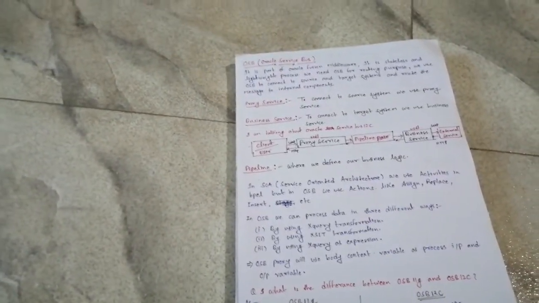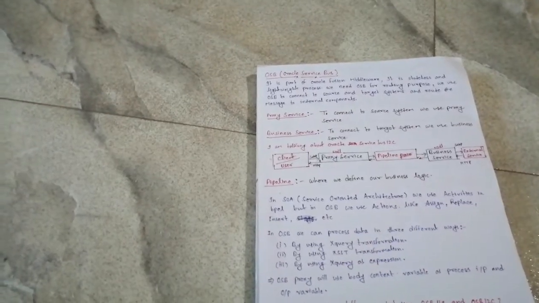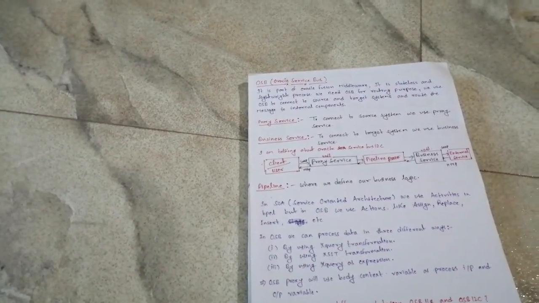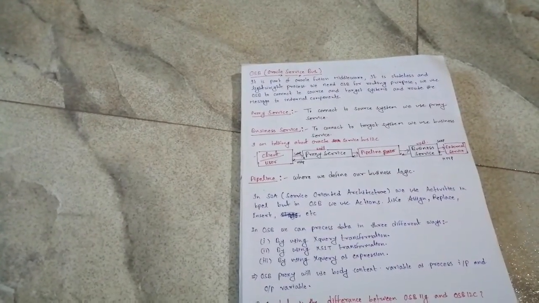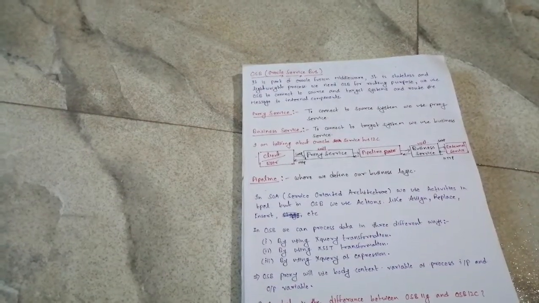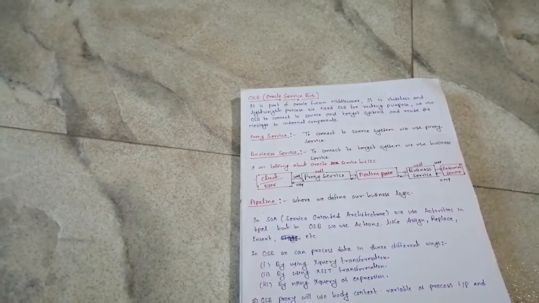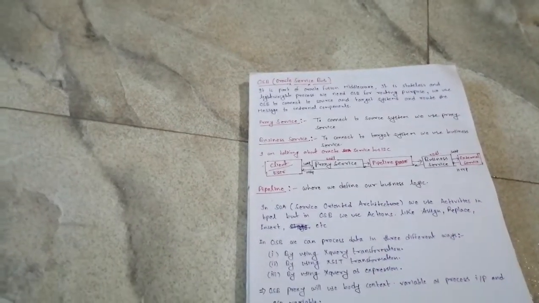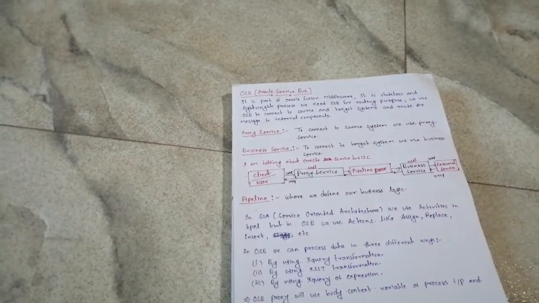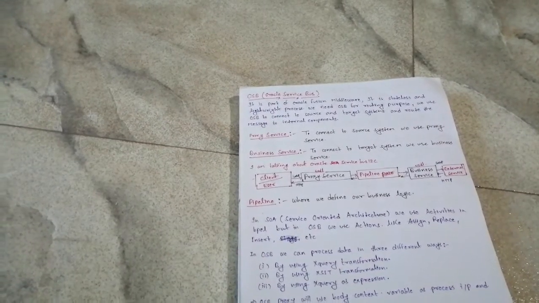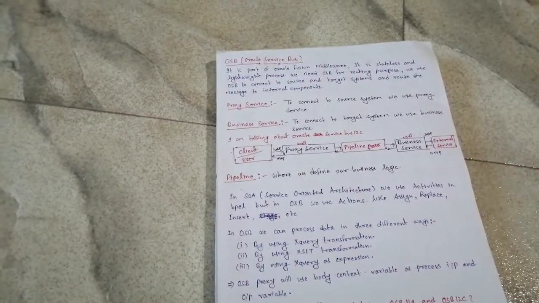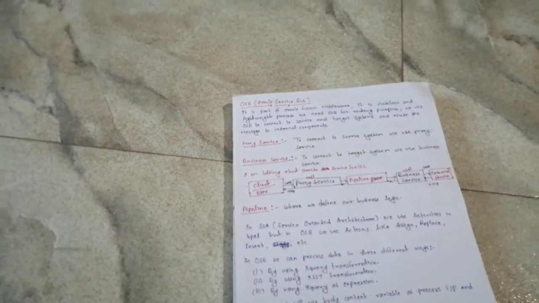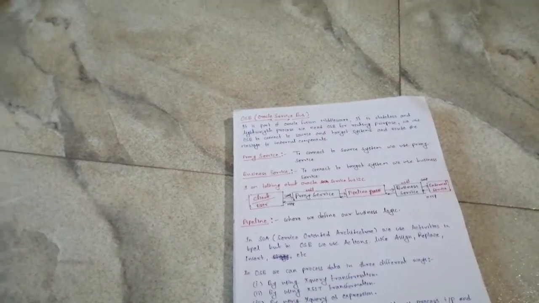And in OSB, how can we create our application and project? First we need to create our application. Within that application we can create multiple projects. Okay, so for that I am writing one blog. In the description box I will provide you the link, so you can go with that link and read about that. I am explaining there how we can create our application and projects.